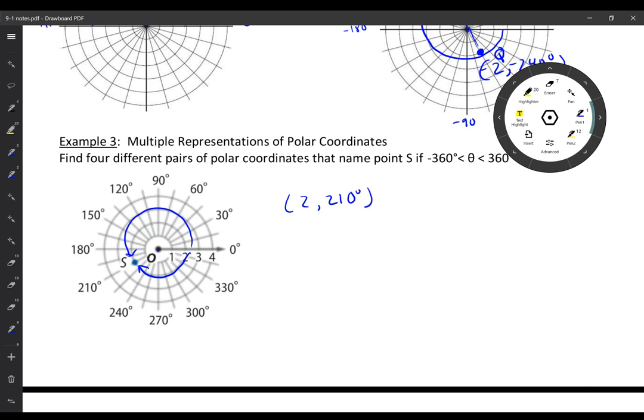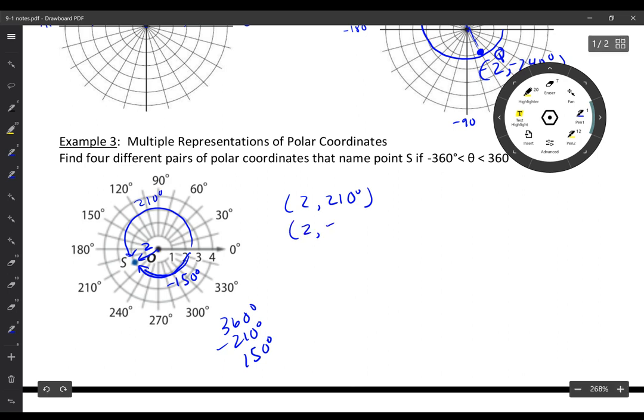So if I want to think about what that angle would be as a negative angle, I would do 360 minus 210, and that would be 150 degrees. So if I went this direction, this is a negative 150. And this is at 2. We're going to just label this. And this was the 210. So we have 2, 210 or 2, negative 150. So those are two ways that we can label it.